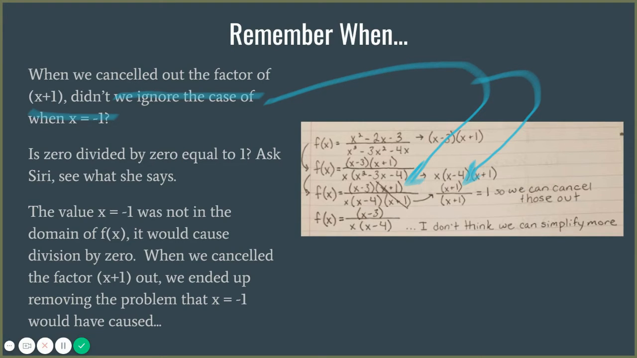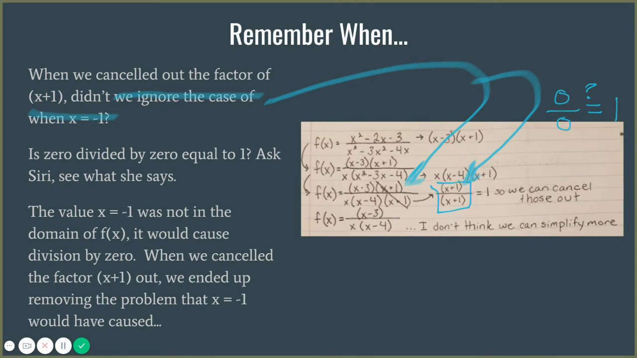I mean, think about it. If we put in -1 right here, wouldn't we have 0 over 0? And is that really equal to 1 itself? If you don't know the answer to this, ask Siri. See what she has to tell you. Okay.